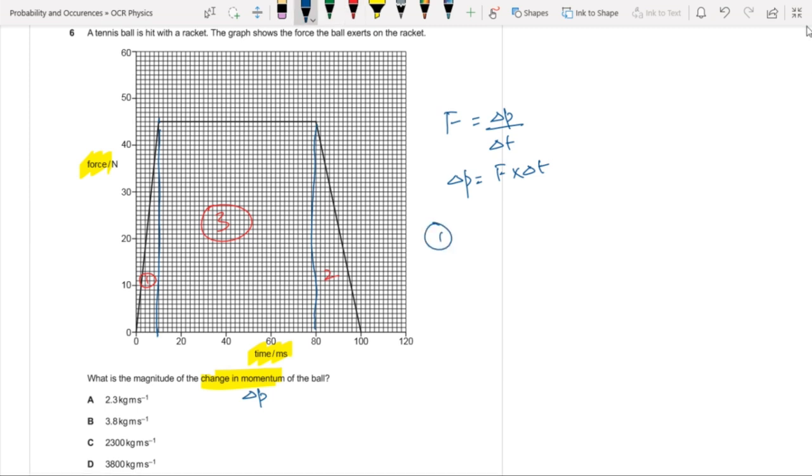So for the first triangle, it's a right angle triangle. So the area is half times the base. One square block is 2 milliseconds. So base is 10 milliseconds. So 10 multiplied by 10 to the power minus 3 times the height. Height is 45 newtons. So this comes out to be 0.225.